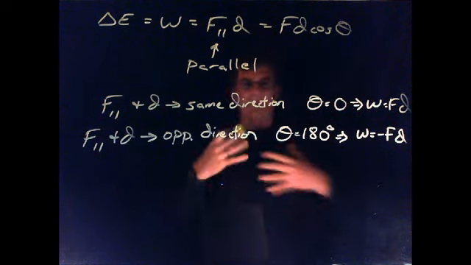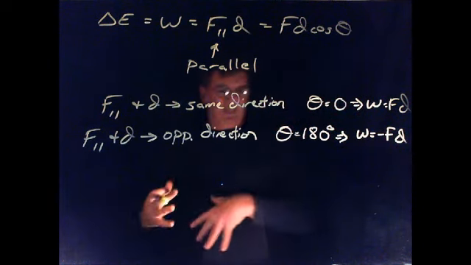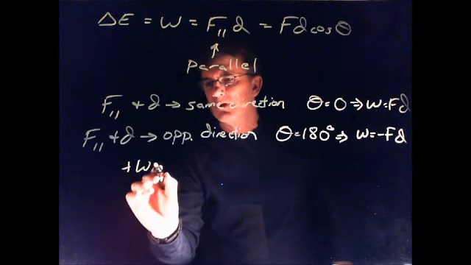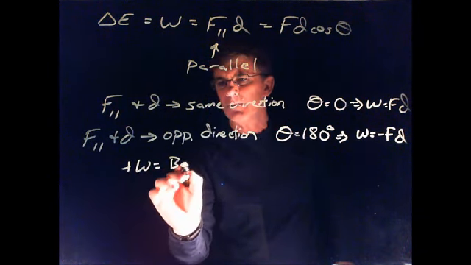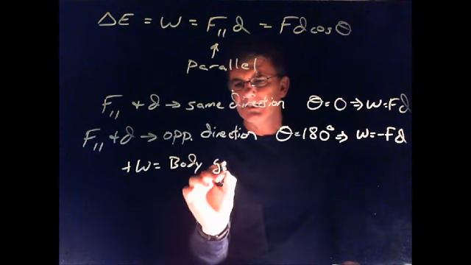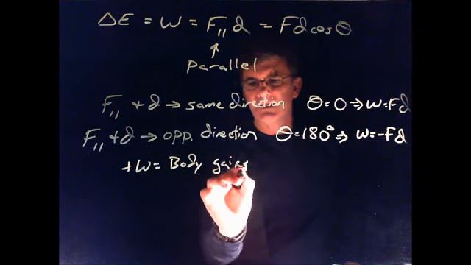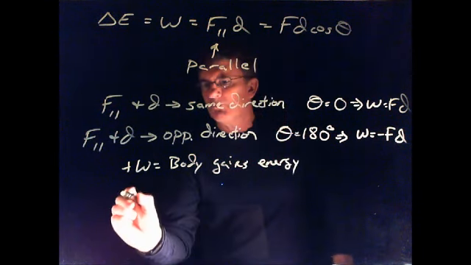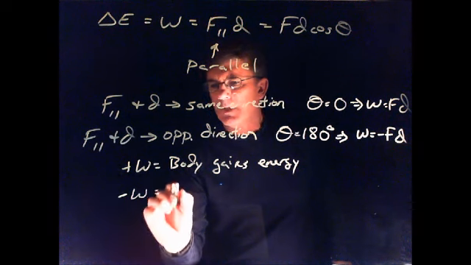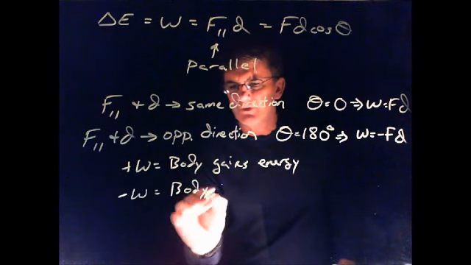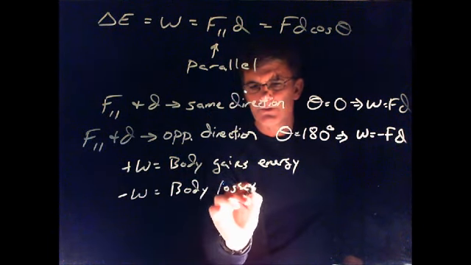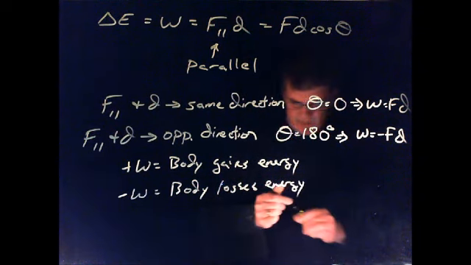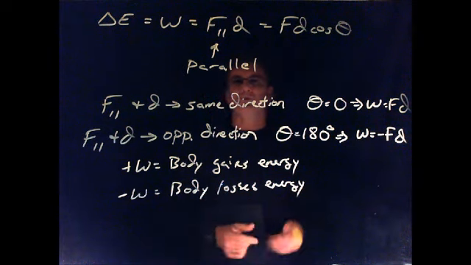Work is not a vector, but we can do positive and we can do negative work. When we do positive work on the body, it gains energy. Its energy level increases. If we're doing negative work, the body loses energy. So its energy level decreases. And these are some important relationships to understand.